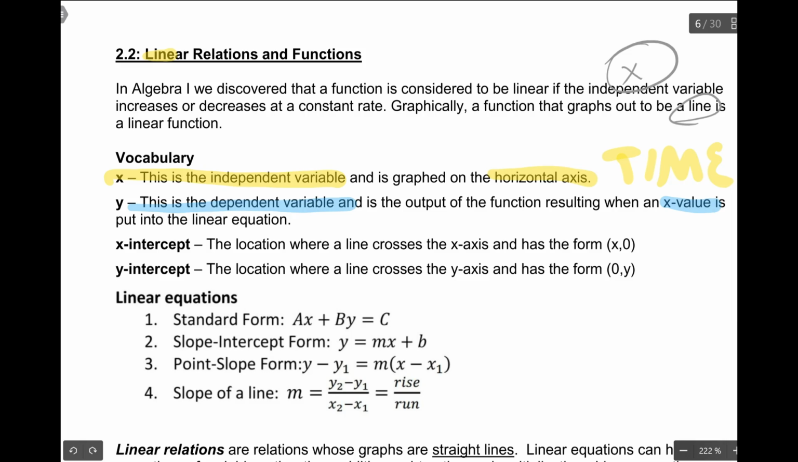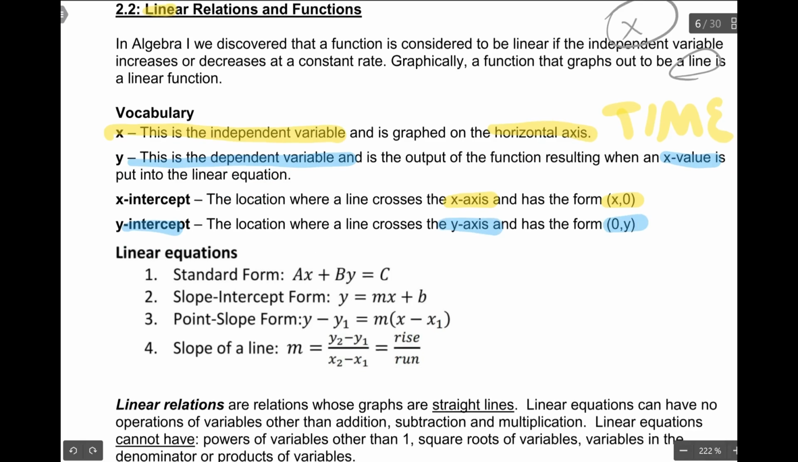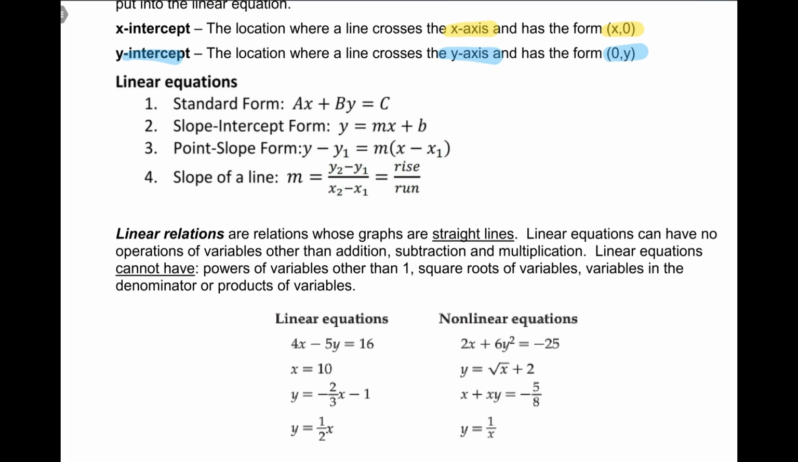The x-intercept is where a line crosses the x-axis. Notice at the x-intercept, you have 0 for y, but you have an x value. X-axis, x-intercept, x value. Versus the y-intercept, where you cross the y-axis and you'll have a y value. We'll find out how to do that later.